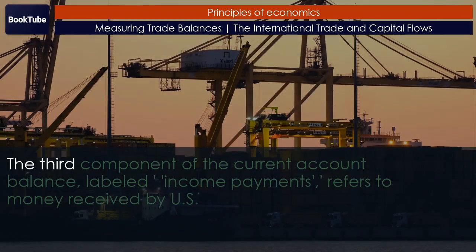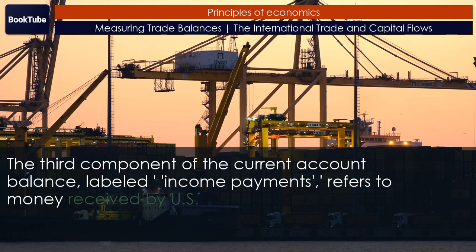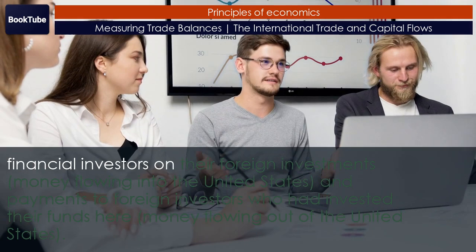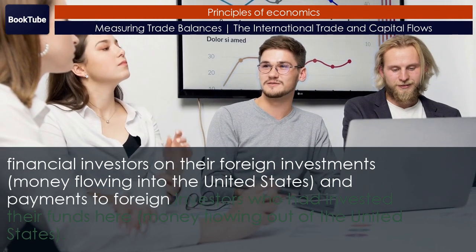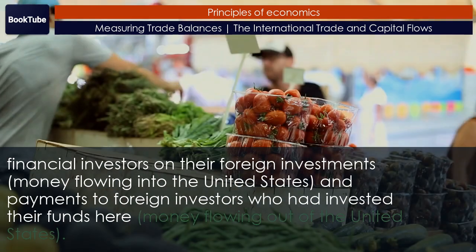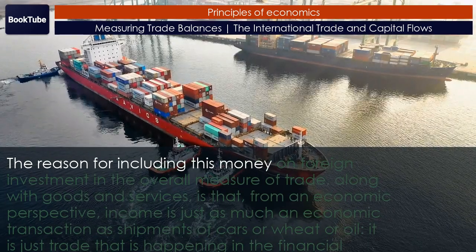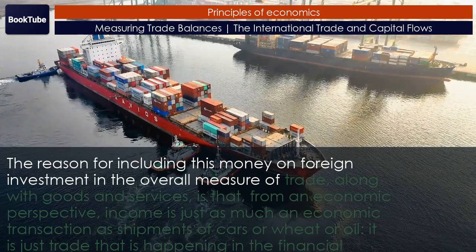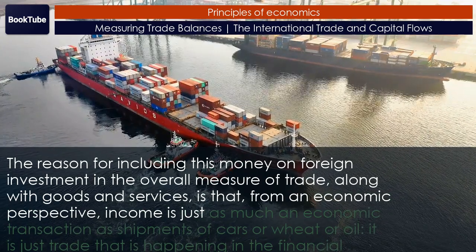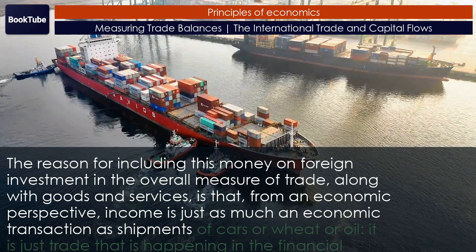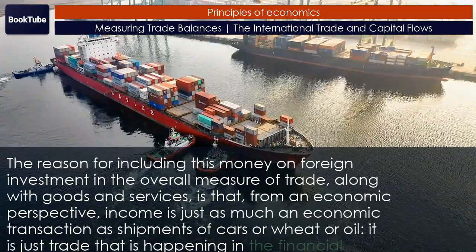The third component of the current account balance, labeled income payments, refers to money received by U.S. financial investors on their foreign investments, money flowing into the United States, and payments to foreign investors who had invested their funds here, money flowing out of the United States. The reason for including this money on foreign investment in the overall measure of trade, along with goods and services, is that, from an economic perspective, income is just as much an economic transaction as shipments of cars or wheat or oil. It is just trade that is happening in the financial capital market.